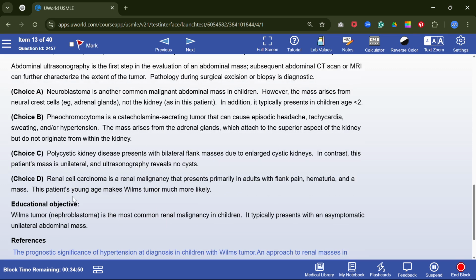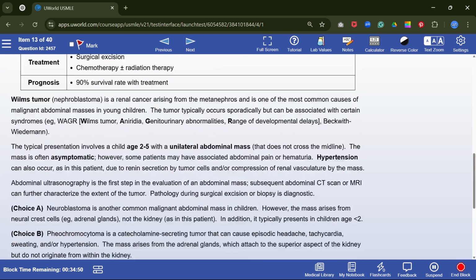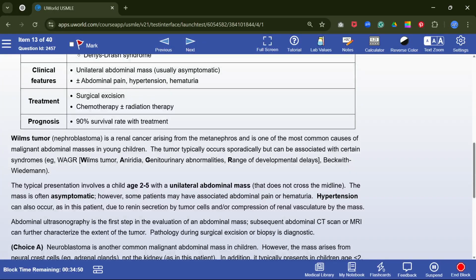Okay, now I am reading the explanation. Wilms tumor is a renal cancer arising from the metanephros and is one of the most common causes of malignant abdominal masses in young children. The tumor typically occurs sporadically but can be associated with syndromes: WAGR syndrome (Wilms tumor, aniridia, genitourinary abnormality, range of developmental delay) and Beckwith-Wiedemann.